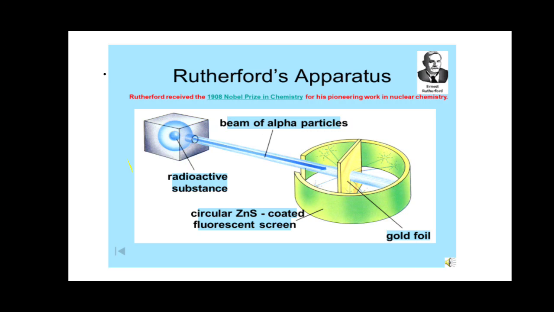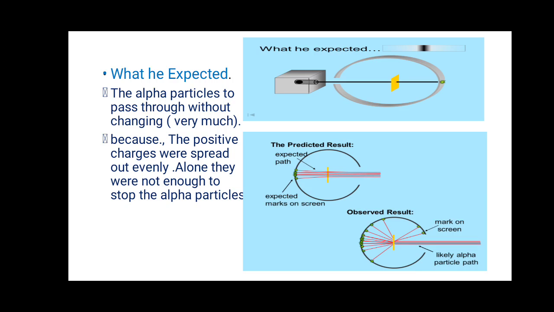Rutherford's apparatus contains a radioactive substance in a radioactive box, and a gold foil covered by a fluorescence-coated screen. Next, what did Rutherford expect? He expected the alpha particles to pass through without changing their path very much.